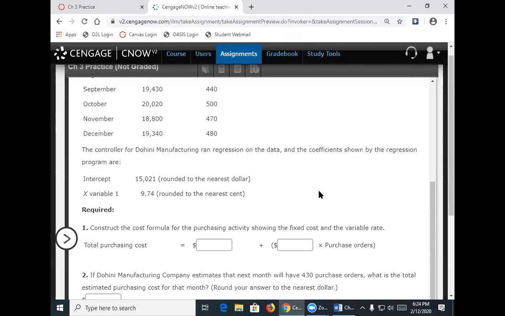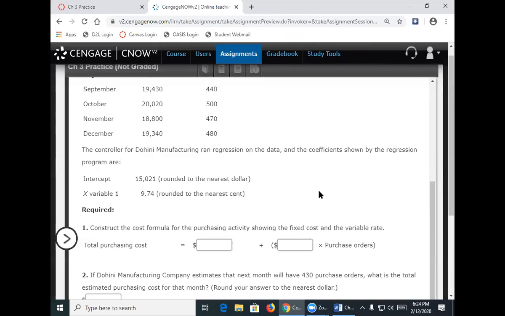Okay. So again, on this example, they're just telling us, hey, we ran the regression for you, and we got an intercept at $15,021, and we got an X variable 1 of $9.74. So again, what that means is they ran the data, and they got $15,021 as the fixed cost, $9.74 as the unit cost.